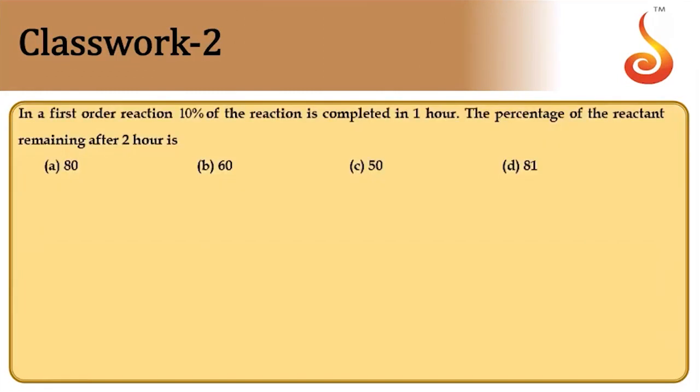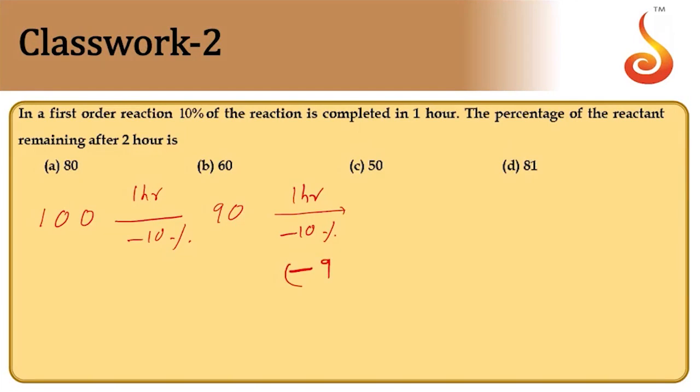Let us take it like this. Initially we have 100. After 1 hour, it is given that 10% completes, which implies we get 90 here. Now if you take one more hour, again 10% of this has to react. Now 10% of 90 will be equal to 9, so 9 reacts in this.